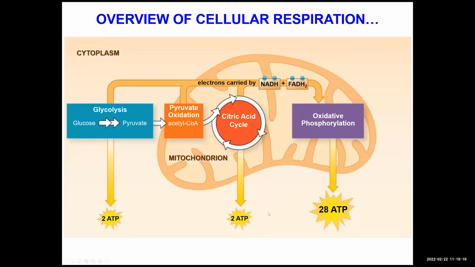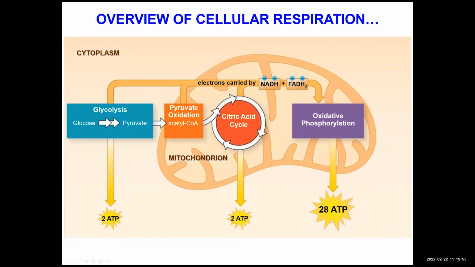There are a few really good figures in your textbook that help organize where these things are taking place and how much energy they make. Right, so the first part, glycolysis, is going to take place in the cytoplasm, so outside of the mitochondria, and it is going to make a small amount of ATP. Then we're going to move from there into the mitochondria. So these 3, pyruvate oxidation, citric acid cycle, and oxidative phosphorylation, they all happen inside specific parts of the mitochondria.